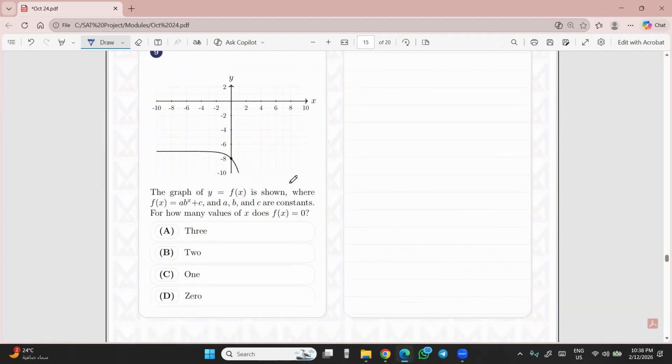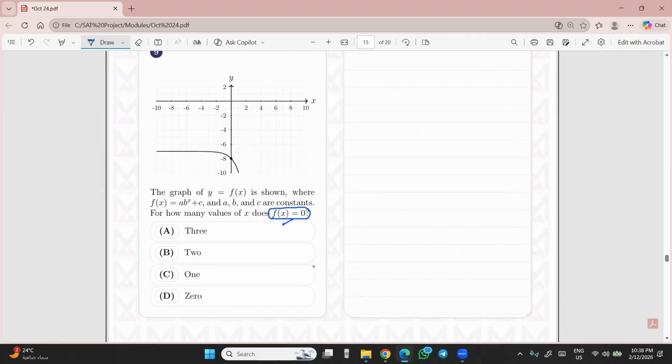Number 9, we have an exponential function graphed here, as you can see. The graph of y equals f of x is shown, where f of x is equal to a times b to the x plus c. A, B, and C are constants. For how many values of x does f of x equal 0? Be careful because this is an equation of a line.